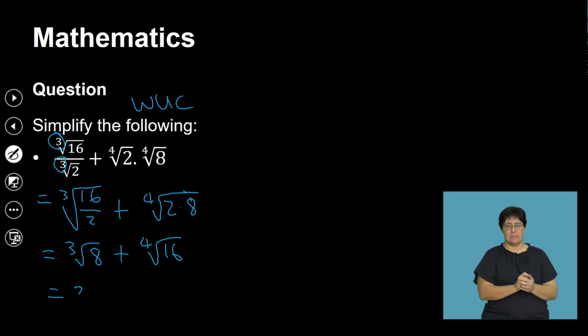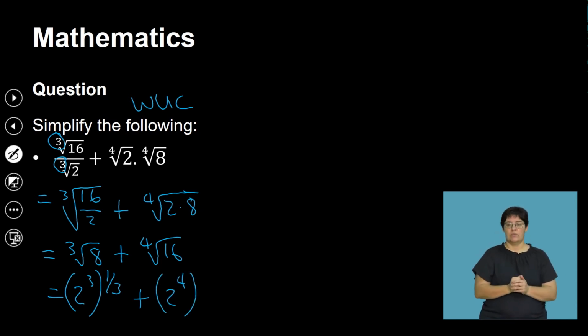This will be the same as 2 to the exponent of 3. That's 8 still, right? Then remember, raised to 1 over 3. Plus, this will be the same as 2 to the exponent of 4, and it will be raised to 1 over 4. Why am I choosing 2 specifically?